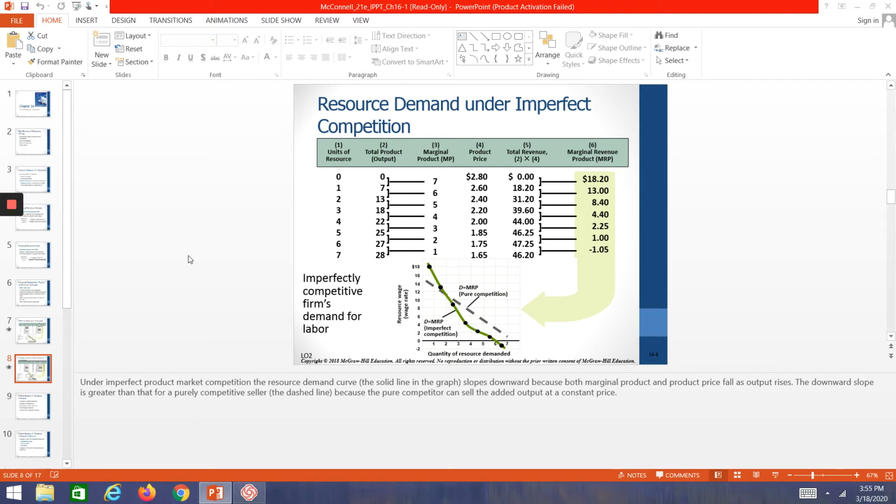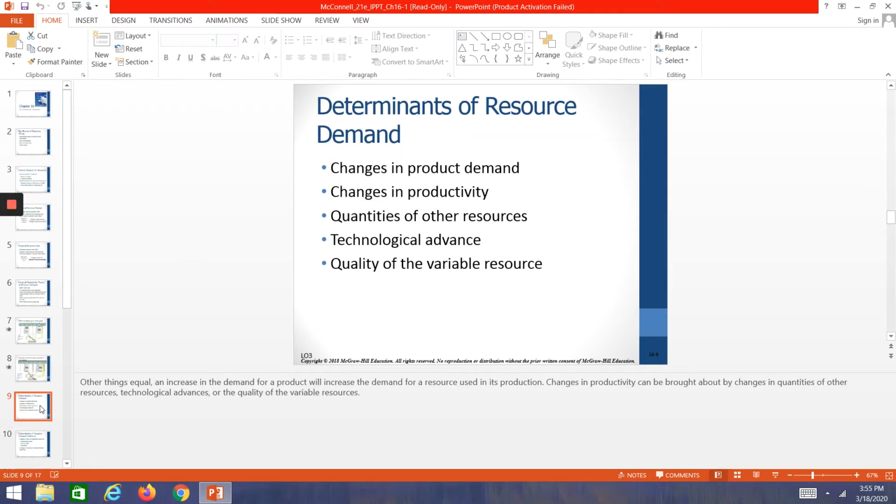So let's look at some things that determine resource demand. Change the entire curve, shift to the right for an increase, left for a decrease. Obviously, changes in the product demand. If all of a sudden landscaping becomes really popular and everybody wants a pretty yard, then we have an increase in demand for landscape architects, and those two work in yards.